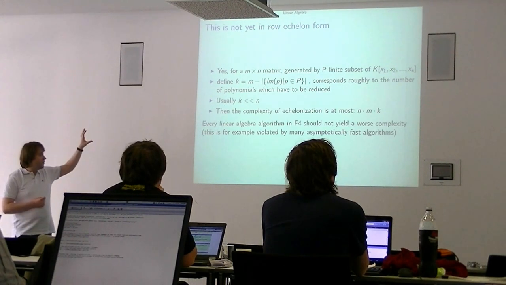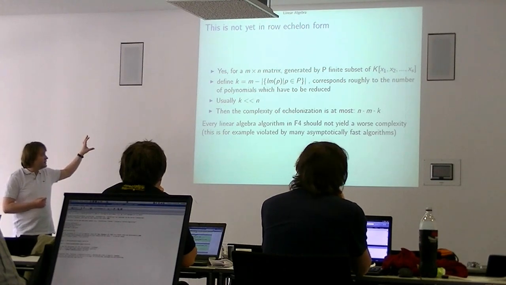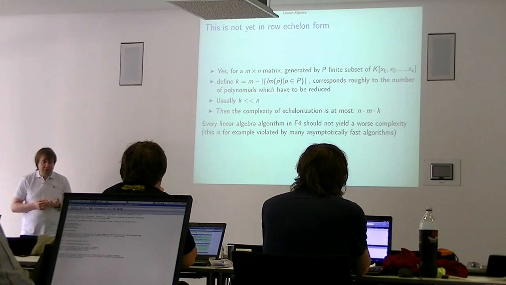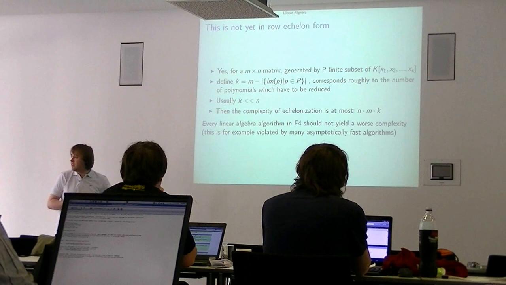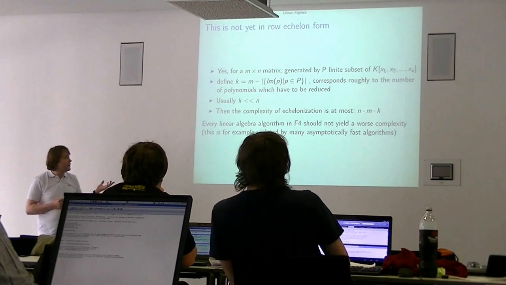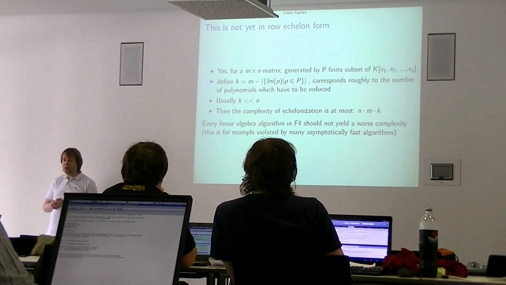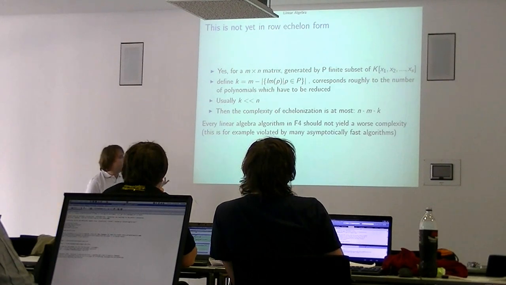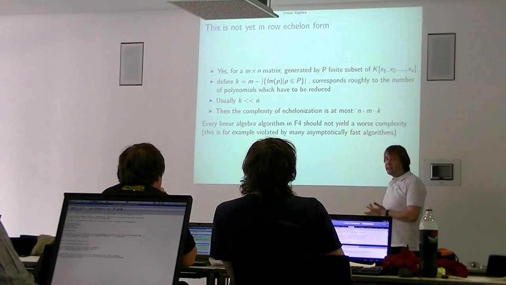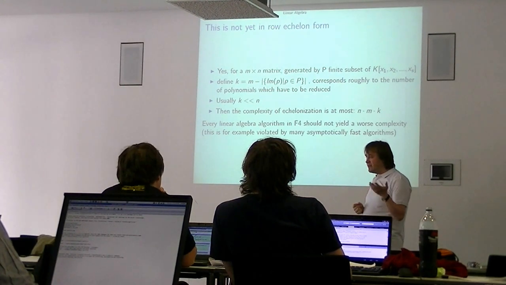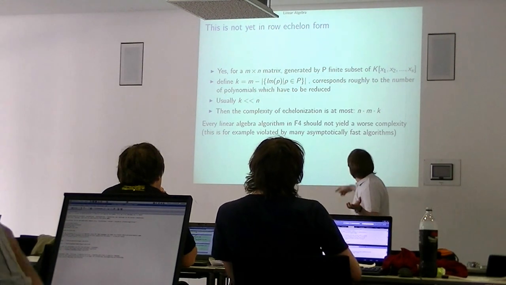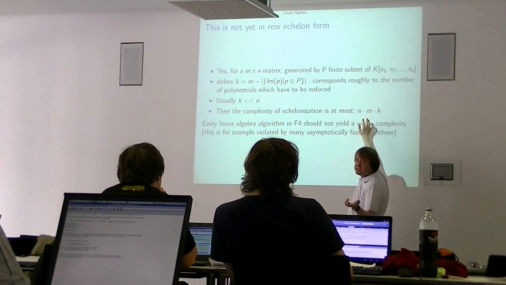So you take the number of leading terms to find a set of polynomials, and what makes the difference is just maybe the set of rows which still have to be reduced. Call this K, and then you can usually say that K is much smaller than N, and give some very easy formulas: the complexity is at most N times M times K. And you immediately see that every algorithm which should calculate this matrix should not be worse than the complexity you just get by using the Gauss algorithm.